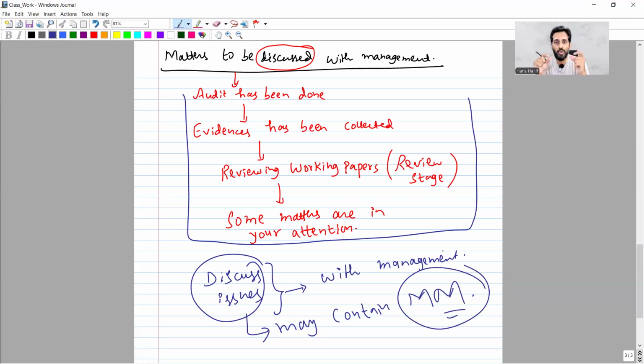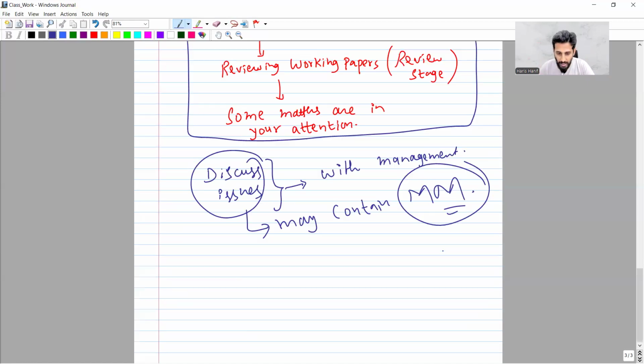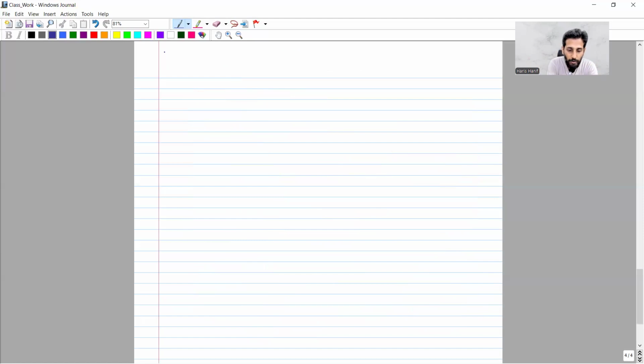Now, what are we supposed to do? We are supposed to discuss, and the very important point is how to draft the answer, how to frame the answer, and what the content of the answers should be, right? So first, I would like all of you to focus on the drafting style, and then we will be studying the case. I hope you had copied this. Now, for the matters to be discussed with management.